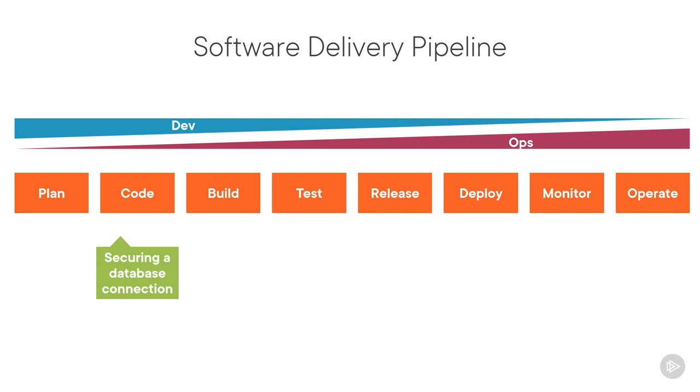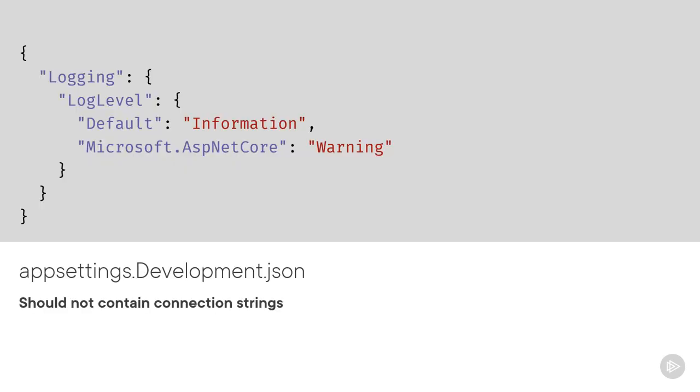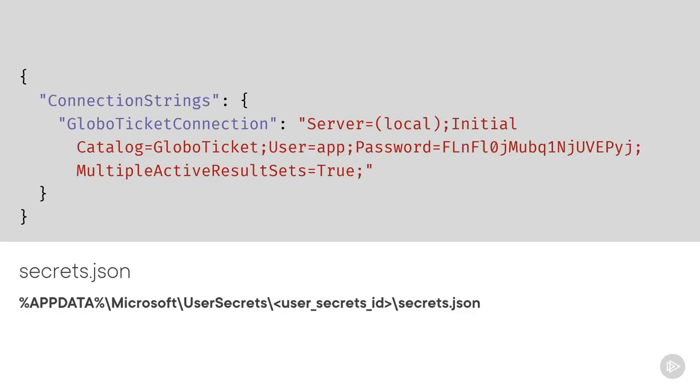How do developers practice security during the coding phase? Where should they keep their secrets? In appsettings.development.json? No, absolutely not. That file is checked into source control. We need to store secrets in a file outside of the source tree. .NET has a ready-made answer for this: user secrets.